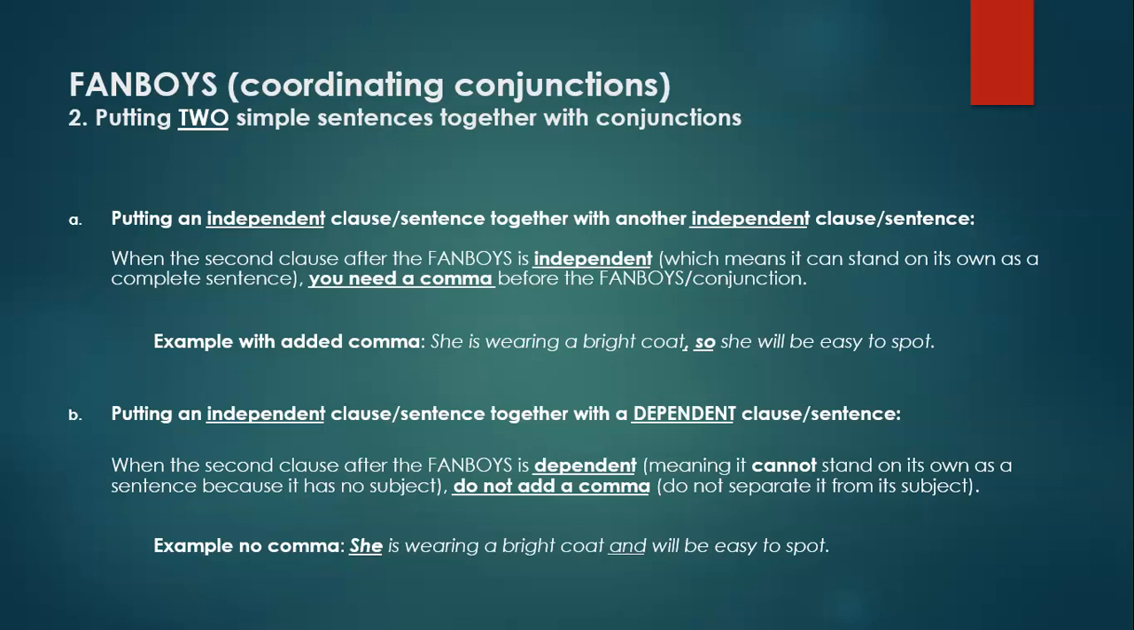B, putting an independent clause or sentence together with a dependent clause. When the second clause after the fanboys is dependent, meaning it cannot stand on its own as a sentence because it has no subject, do not add a comma. Do not separate it from its subject. Example, no comma, she is wearing a bright coat and will be easy to spot. Notice that will be easy to spot after the conjunction is a dependent clause. It cannot stand on its own as a sentence.